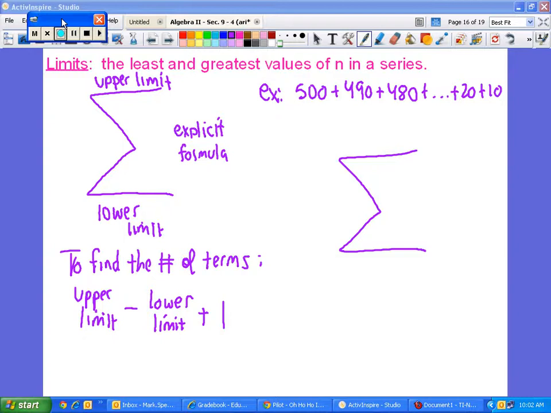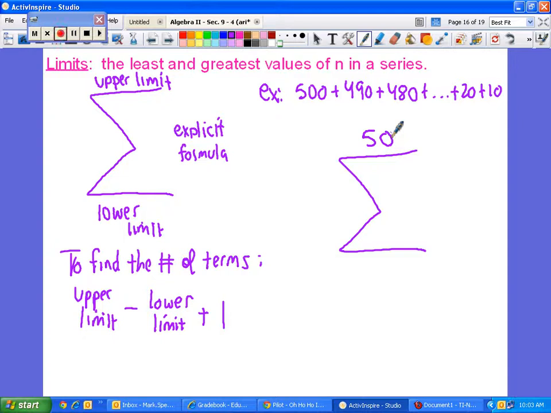Alright, so I put an example up on the board. The upper limit is not the values of the terms, but the number of terms. Okay? So how many terms do I have in this series? If I'm counting by tens from 10 to 500, how many groups of 10 are there from 10 to 500? There's 50. So my upper limit is 50. Again, it's not the value, it's the number of values.